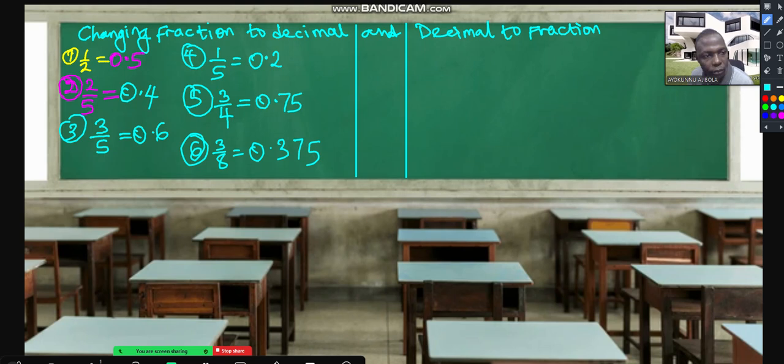How about changing it back? Let's see. Number 1, we have 0.5. Because it's 0.5, how many digits after the decimal? That's 1 digit. Then you must divide whatever is there by 10 because it's 1 digit, so 1 over 10.